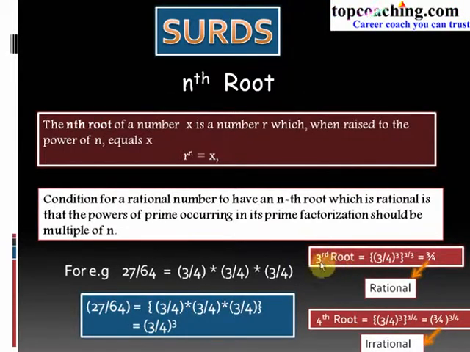So we see that the third root is a rational number, but the fourth root of 27 by 64 is an irrational number, because the exponent here is a multiple of 3, but it is not a multiple of 4. So we get an irrational number. Again, the condition is that for a rational number to have a rational nth root, the powers of the primes occurring in its prime factorization should be a multiple of n.